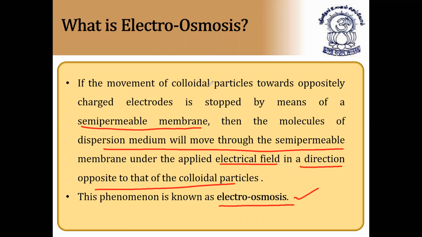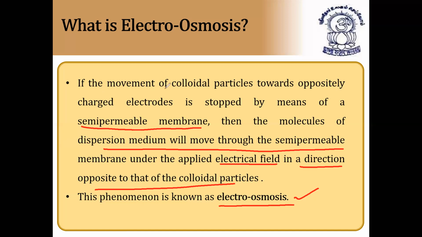What is electroosmosis? If the movement of colloidal particles towards oppositely charged electrodes is stopped by a semi-permeable membrane, then the molecules of the dispersion medium, the larger molecules, will move through the membrane under the applied electric field in a direction opposite to that of the colloidal particles. This phenomenon is known as electroosmosis. If anaphoresis takes place, the dispersion medium particles go towards the cathode. If cataphoresis takes place, they move towards the anode. I hope it is clear.